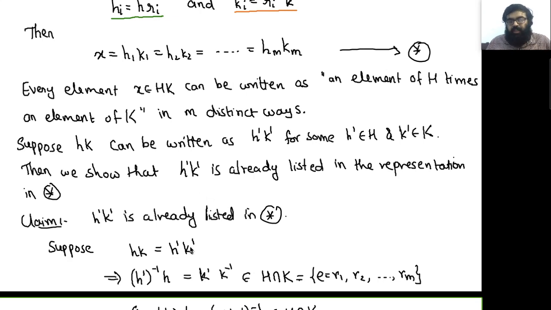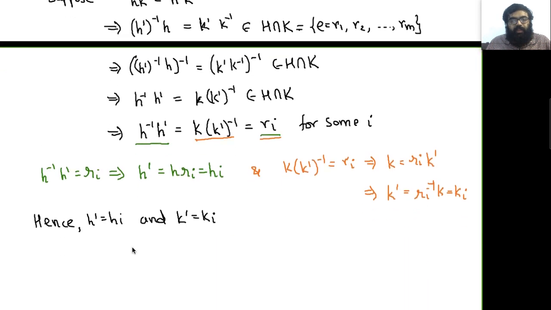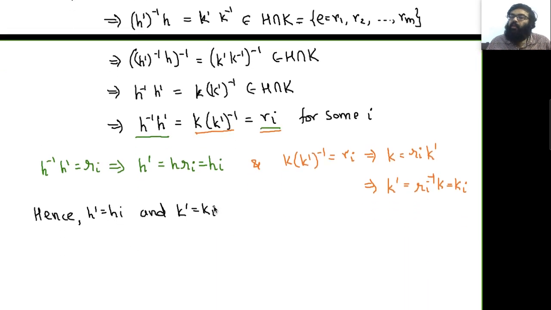So H dash K dash, if we take it, what do we get? H dash K dash will be nothing but Hi, which is already listed for some i. Okay, so these are the m ways.